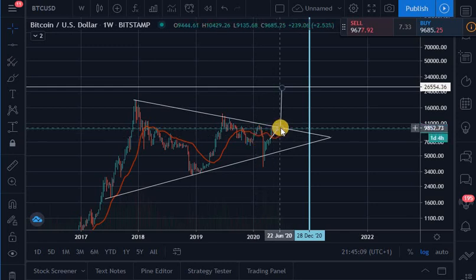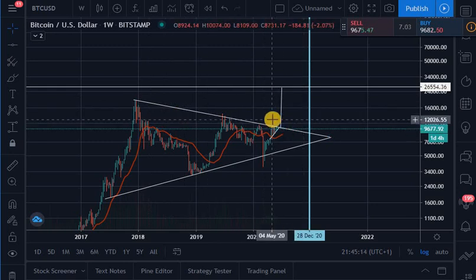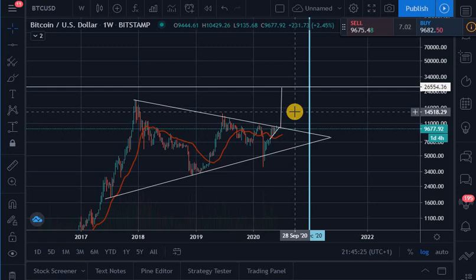I believe the price is going to break this downward sloping resistance. And from there onward, in the next coming months, we are going to see a price surge to $26,500. And that is like a 166% gain to the upside.